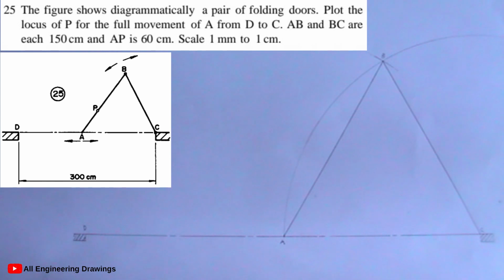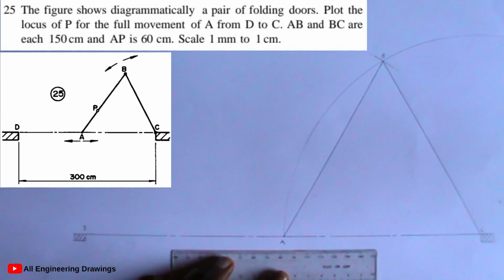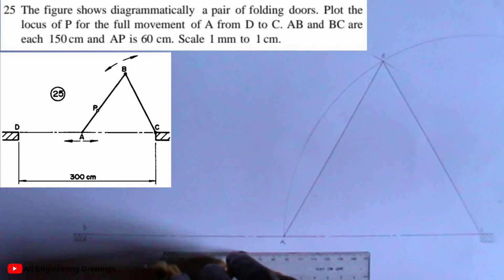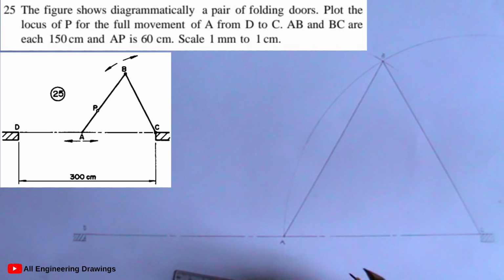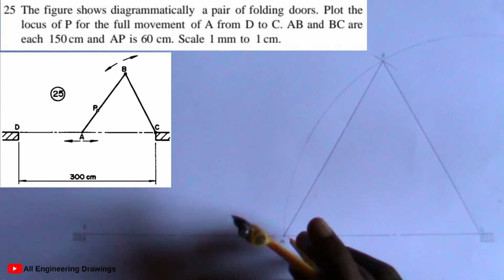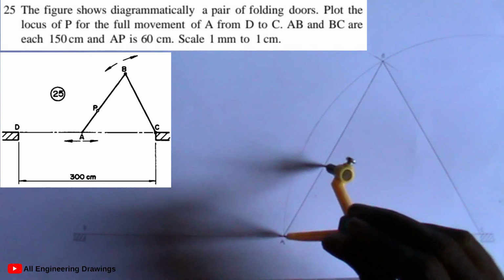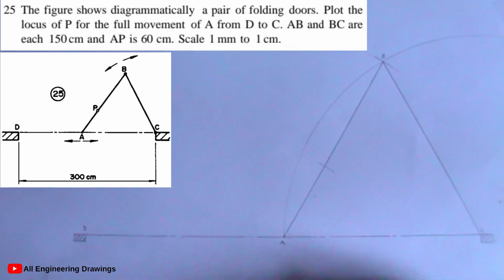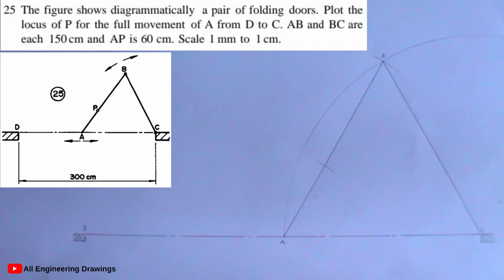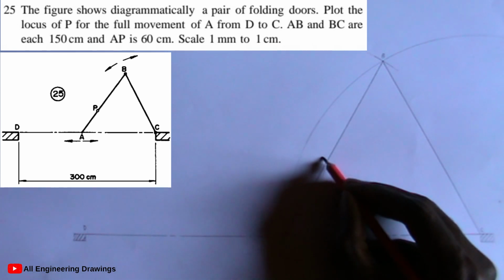The question also says AP is 60 millimeter. In order for us to obtain our point P, I will first adjust my compass to a radius of 60 millimeter. Then I will place the needle on point A and cut an arc. The point where my arc cuts through line AB, I will call that point P. So this is my point P.